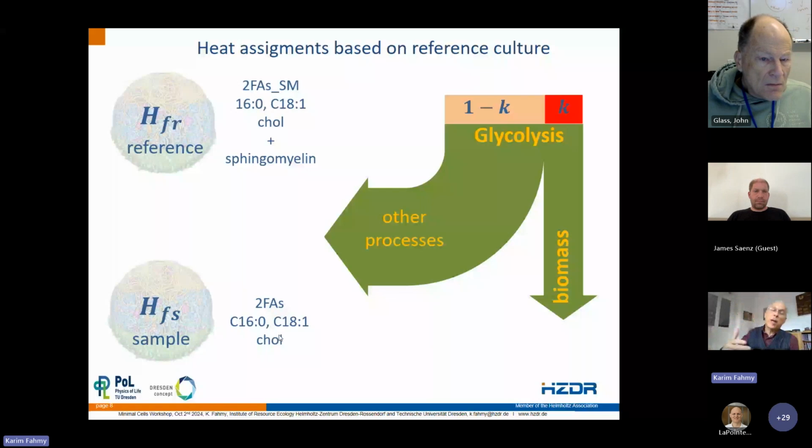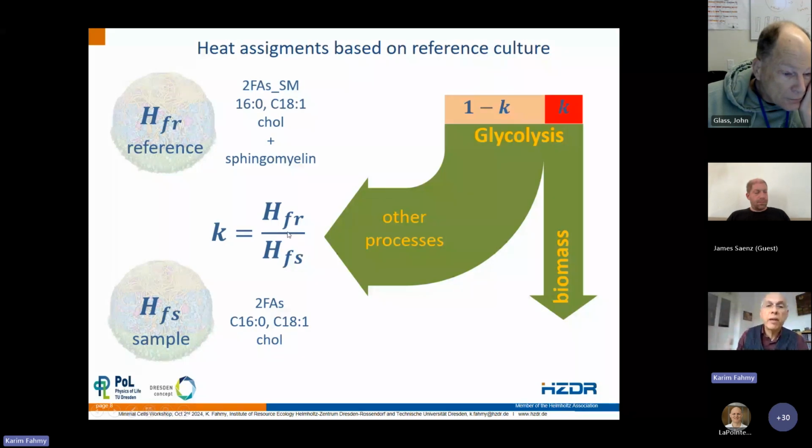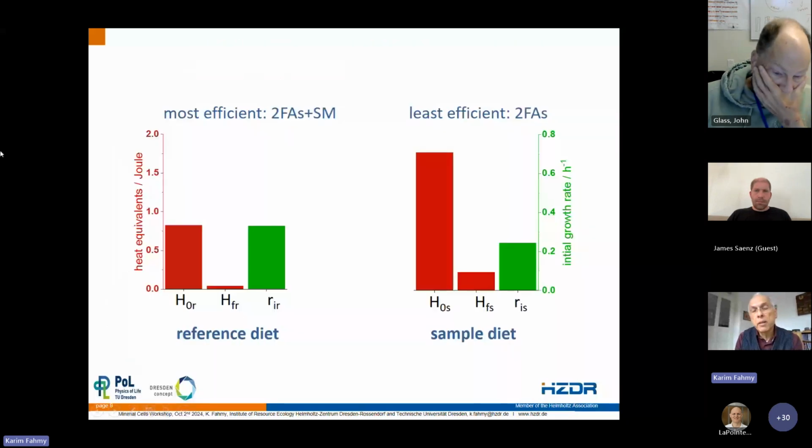And again, without going into details, this K can be determined from our calorimetric data from these Monod type of fitting constants, HF for the reference and HF for the sample. Now, if we do this, we can look at these 2 data here in the bar graph. This is the total amount of heat released by the reference diet. That's the total amount of heat released by our 2 fatty acids diet. And you may think, okay, the difference must be lipid related. But that cannot be true because they've grown in the same amount of nutrient.